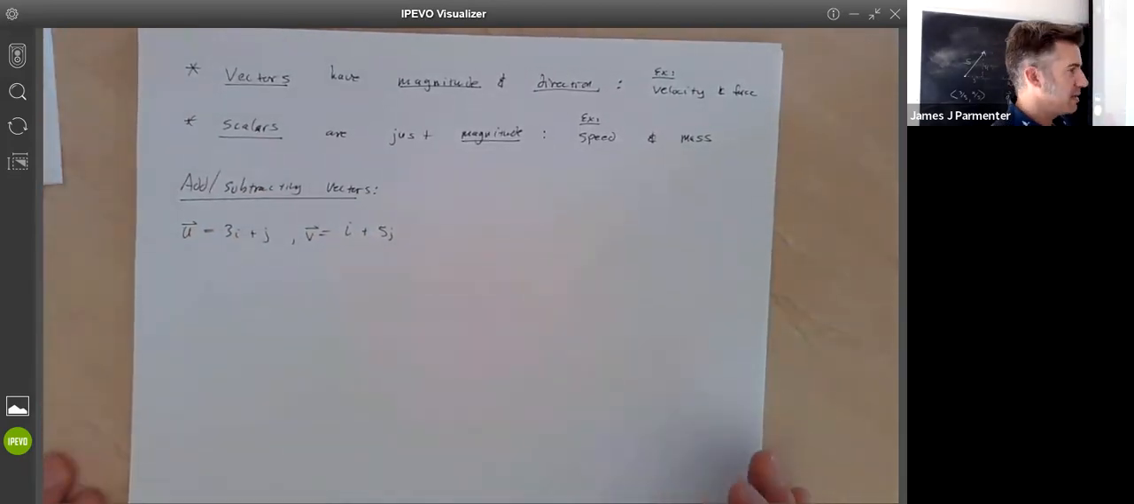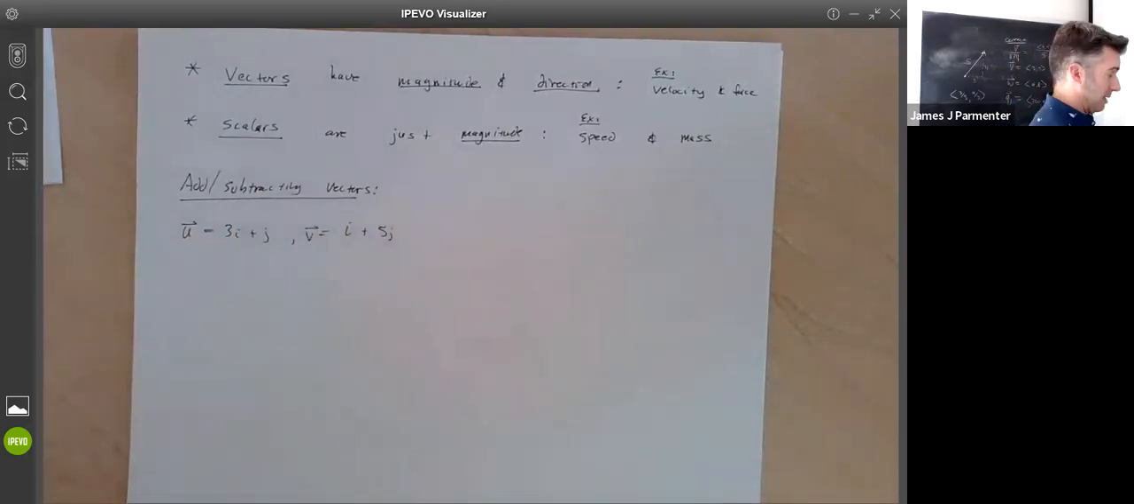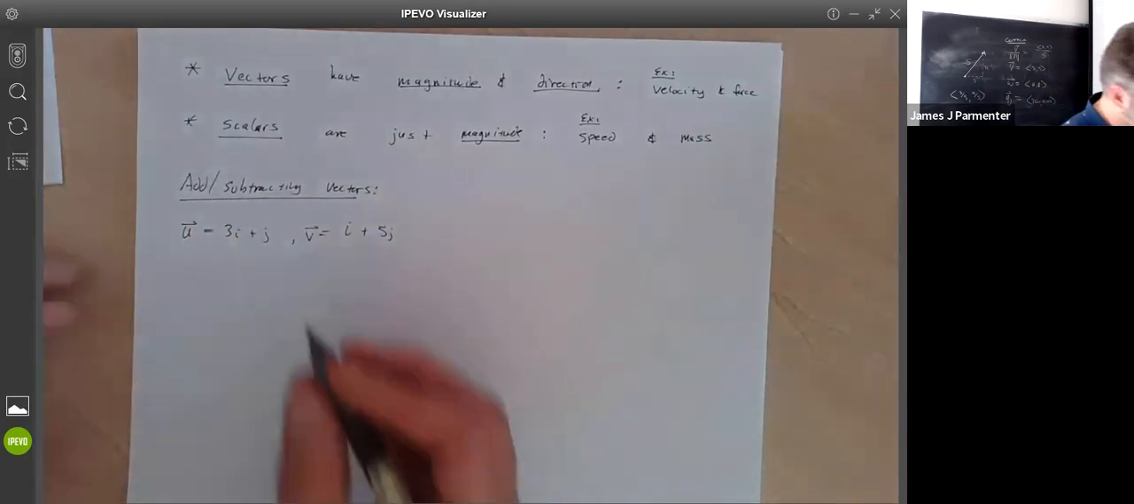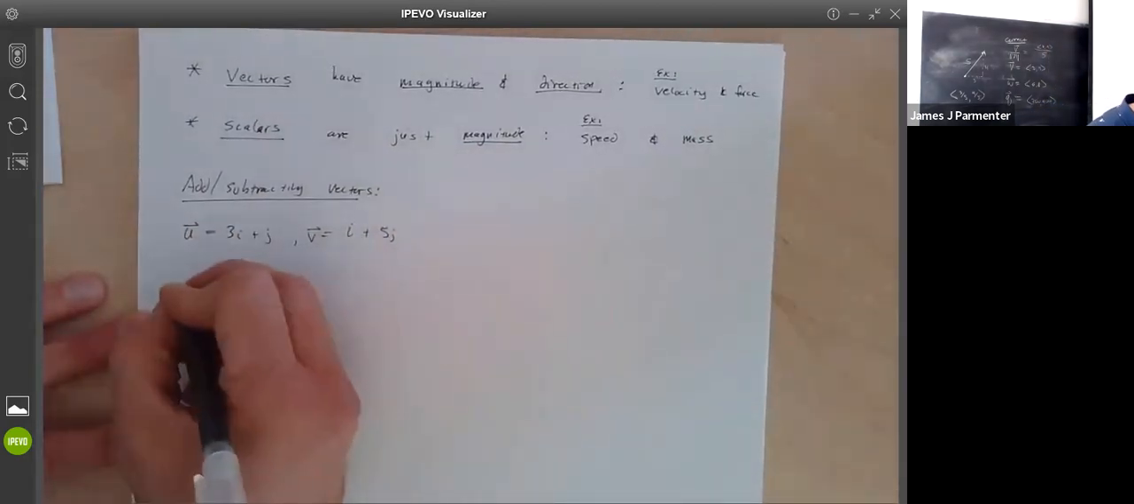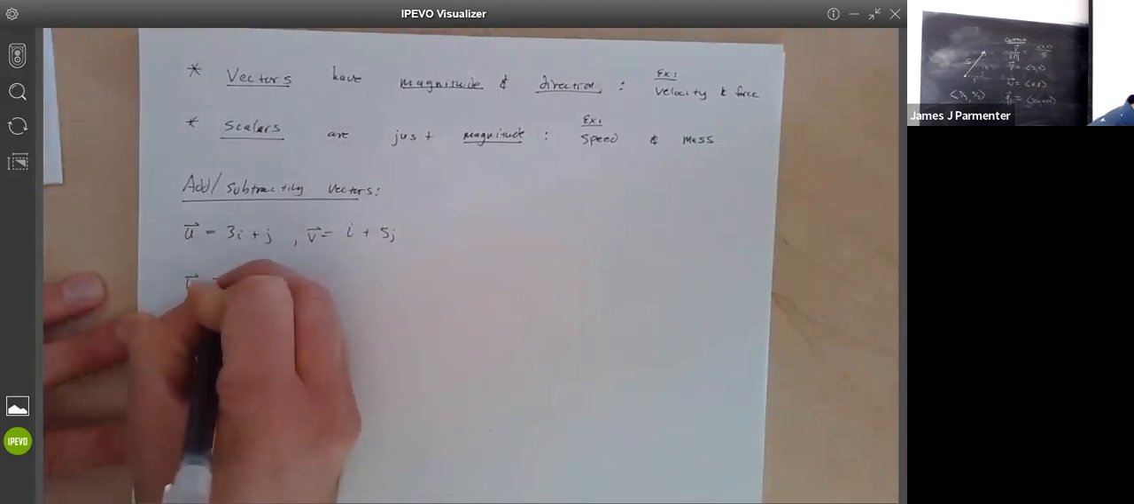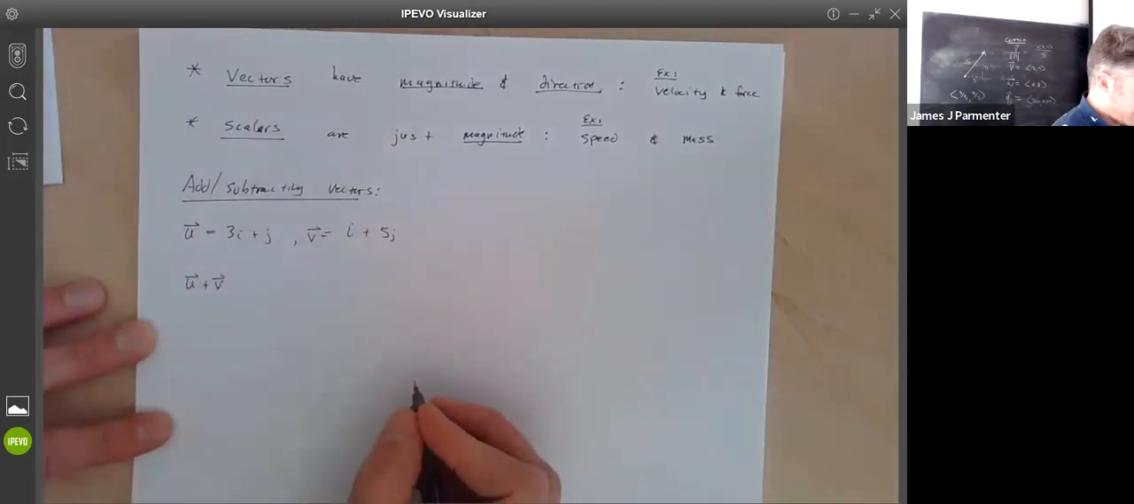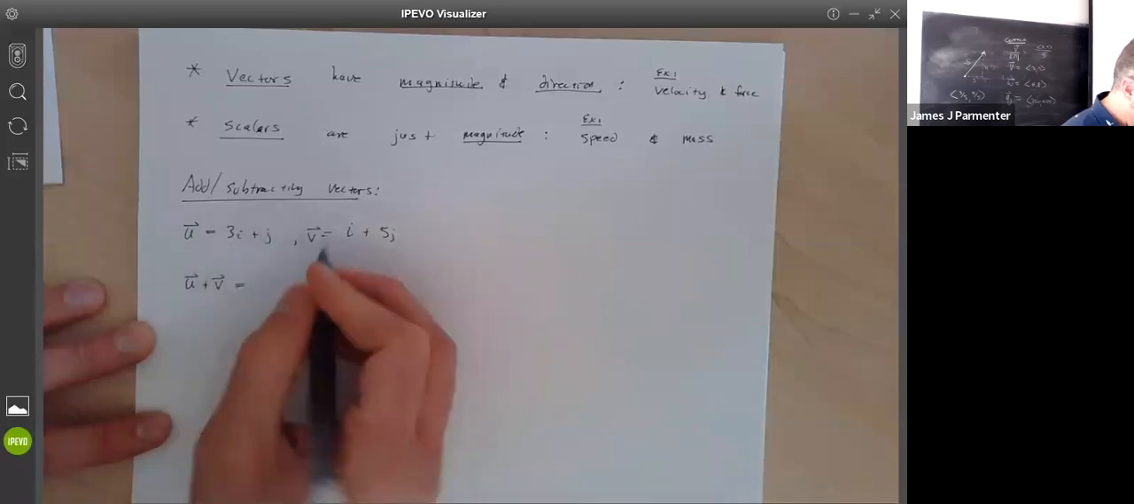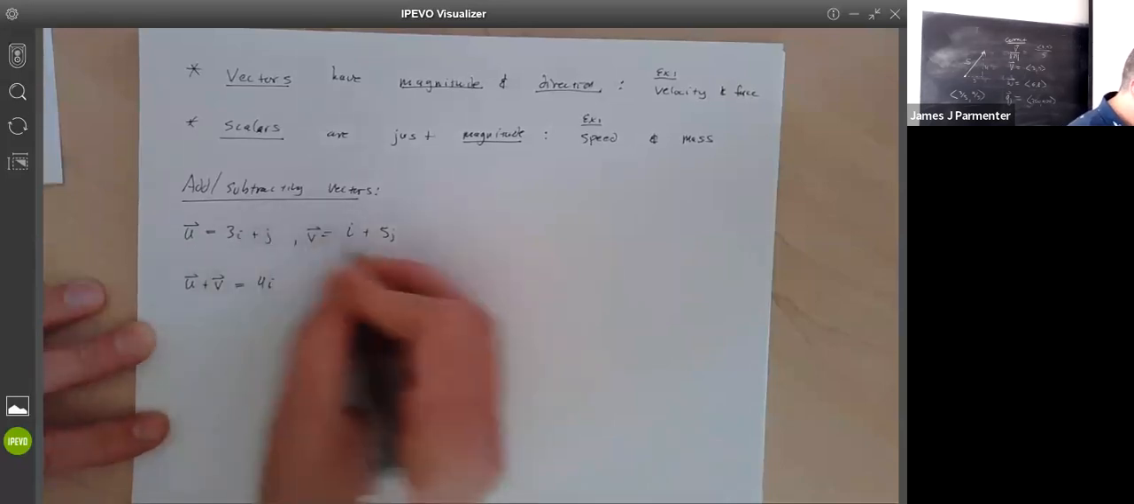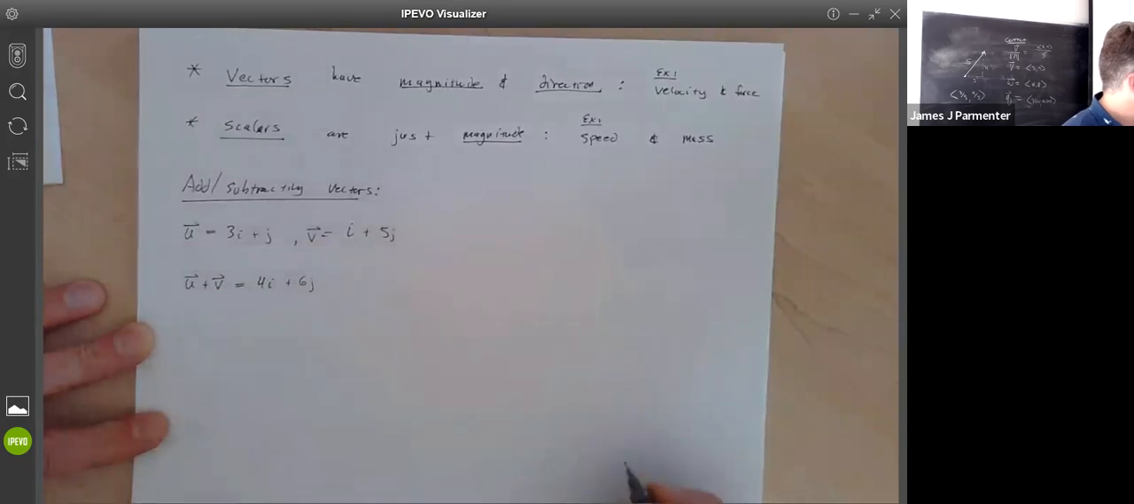God knows why people picked u and v. It's kind of the worst choice we could make because, at least when I'm writing them, they start to look the same. You can pick other names, but u and v became standard for some reason. I want to find u plus v. I can just add the components. So I'm going to get 3i plus i, which is 4i, and j plus 5j, which is 6j.